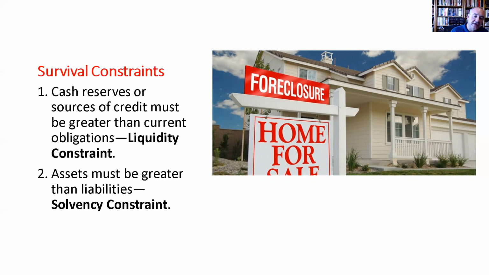Now, banks and households and firms also face a solvency constraint. So do governments as well, but only in certain ways that we'll have to talk about. The solvency constraint is that assets must be greater than liabilities. For a bank, they have to keep bank capital positive. For a household, they have to keep assets greater than liabilities. So we have two survival constraints: one is a liquidity constraint, and one is a solvency constraint.